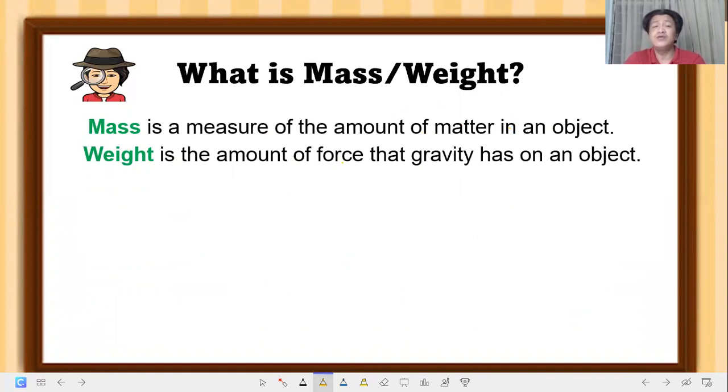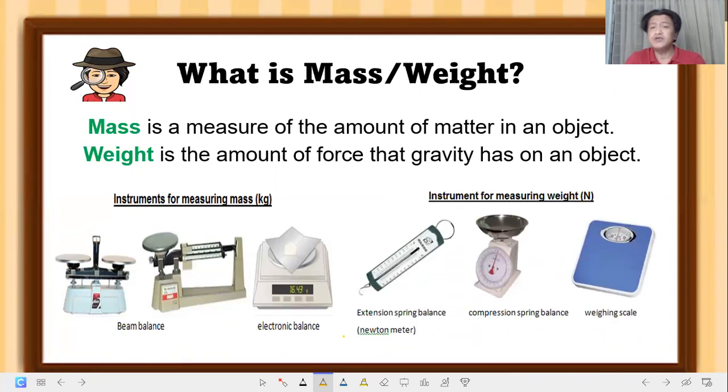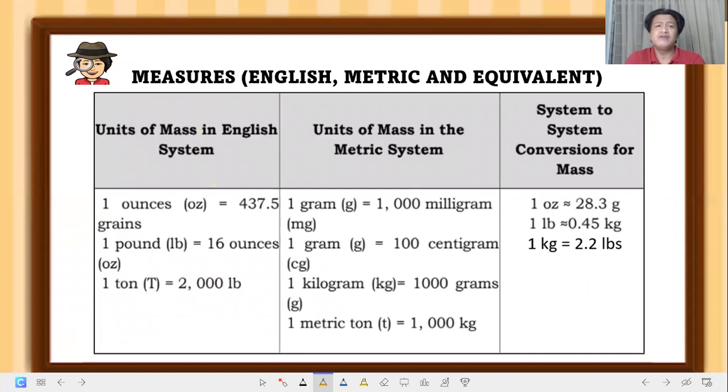Meron tayong tinatawag na unit of the force, no, yung Newton, pagdating natin sa physics. Okay, so with that, we have different instruments to measure mass, or yan yung kilograms, no? Like for example, the beam balance, electronic balance, and many more. Okay? We also have the instrument for measuring weight, yan yung Newton, no? Yung unit niya. Okay? So we have the extension spring balance, compression spring balance, and weighing scale. Yan yung timbangan natin. Okay?